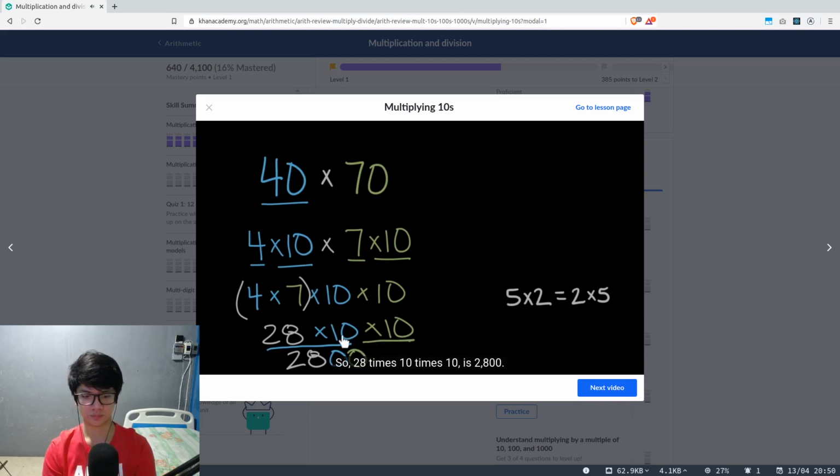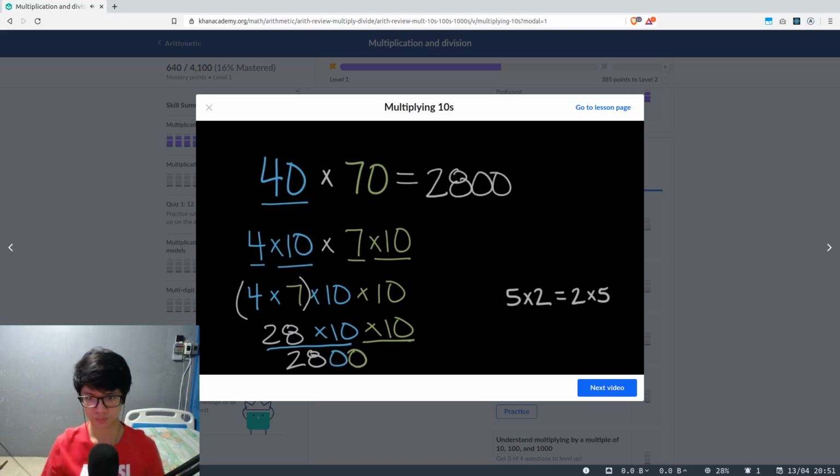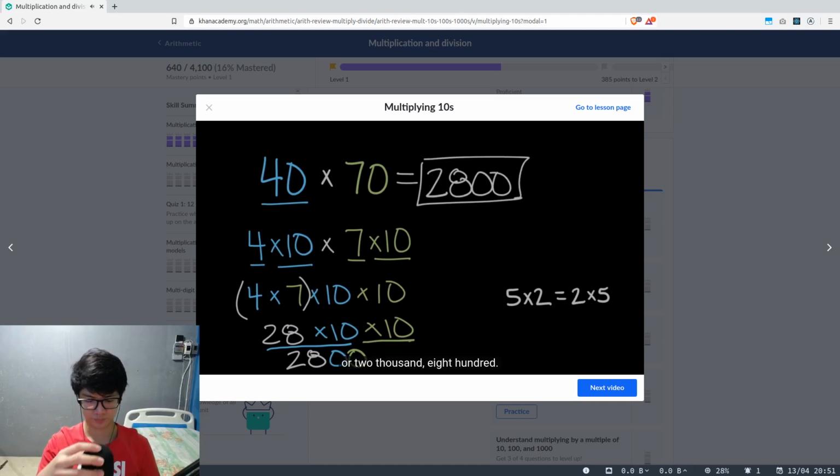So 28 times 10 times 10 is 2800, which means that this original expression we had, 40 times 70, also has a solution of 2800.